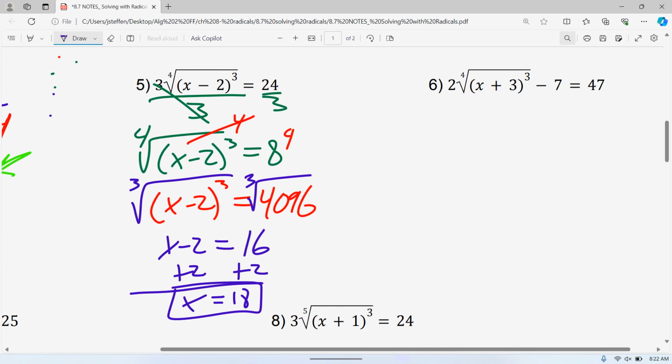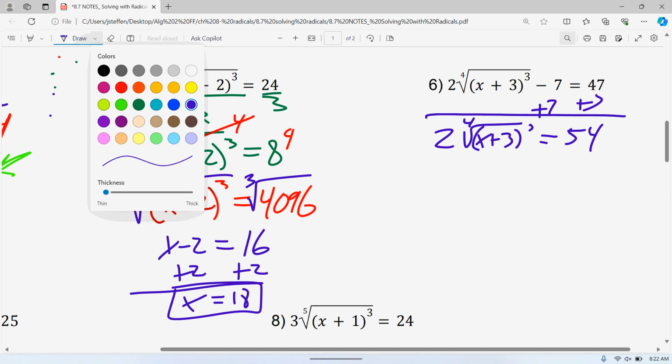And the last one, number 6. Again, in my opinion, it's much more difficult than all the other problems. There's more going on. Radical by itself, I need to first cancel out this 7. 2 times the 4th root of x plus 3 equal to 47 plus 7 is 54.